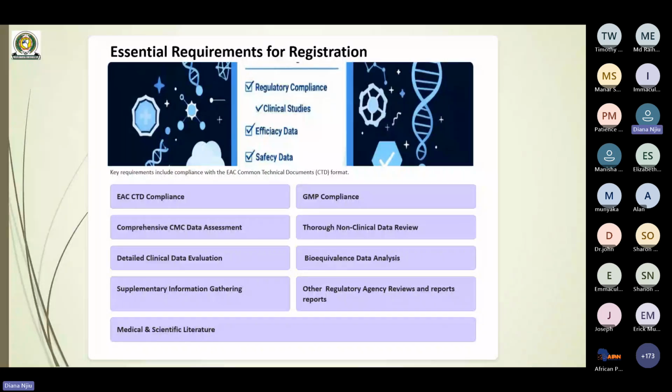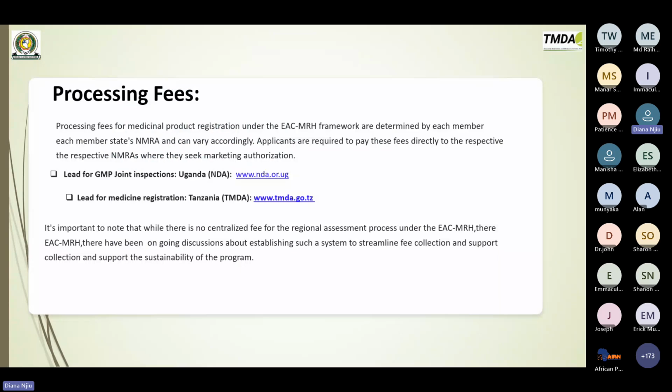So normally the pathway has processing fees. The processing fees for the medicinal product registration under the EAC MRH framework are determined by each member state NMRA and can vary accordingly. So it means we have different member states, about 8 countries. Each country has their own regulatory authority. They've set their processing fees for the application.